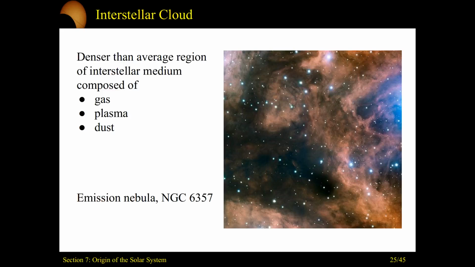Related to the nebulas, we can talk about the interstellar cloud, which is just a denser than average region of space. Specifically, we call it the interstellar medium. So the interstellar medium is just the space between the stars. And you can talk about what kind of gases or dust are there. And we have an interstellar cloud. Well, that's just going to be a denser region of gases, plasma, and dust.